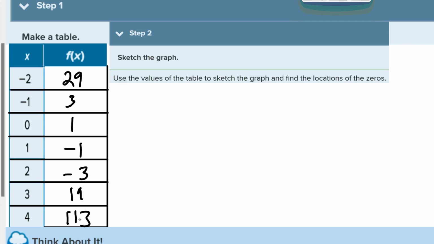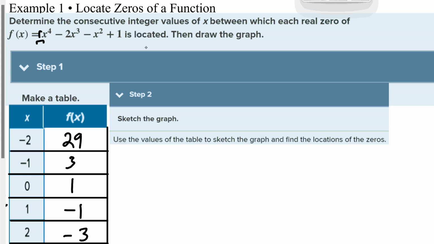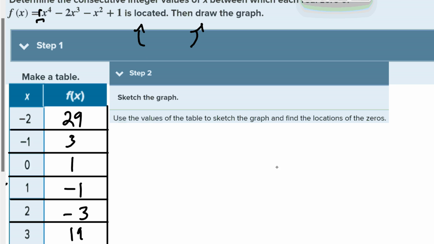And so then I can go ahead and graph this. I know since it's x to the fourth and the lead coefficient is 1, that it's going to go up, and the end behavior is up to the left and up to the right. So here's my y-axis. Here's my x-axis. And since I'm going all the way to 113 at 4, I know I'm going to be way up there. So might as well count by ones. 1, 2, 3, 4, 5, 6.